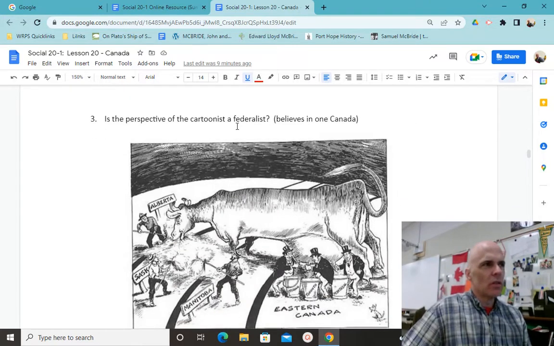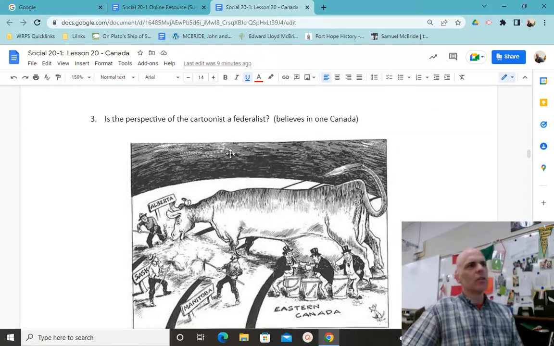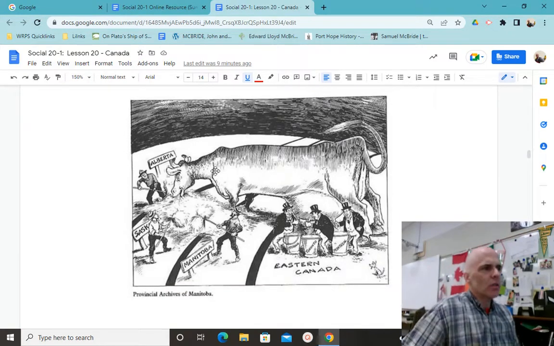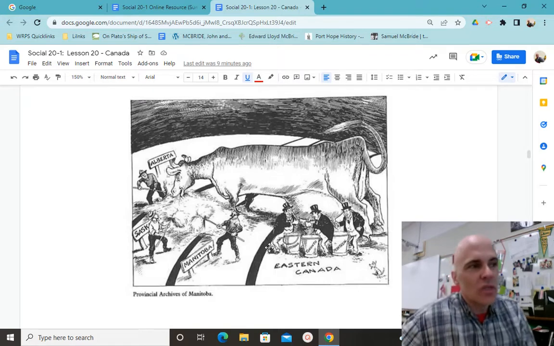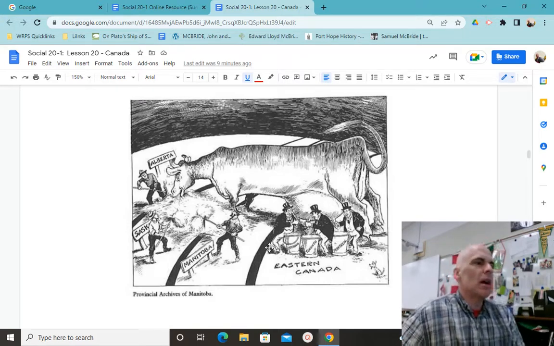Is the perspective of a cartoonist a federalist that believes in one Canada? Well, no, this cartoon, and it's a very famous cartoon from more than 100 years ago, it's looking at how Eastern Canada is benefiting. Montreal and Toronto and Ottawa are benefiting from this great cow that is Canada, that is feeding off of Alberta, Saskatchewan, and Manitoba. It's Alberta, Saskatchewan, and Manitoba that feeds the cow, that makes the cow great, but it's the eastern cities of Montreal, Toronto, and Ottawa that seem to be benefiting.